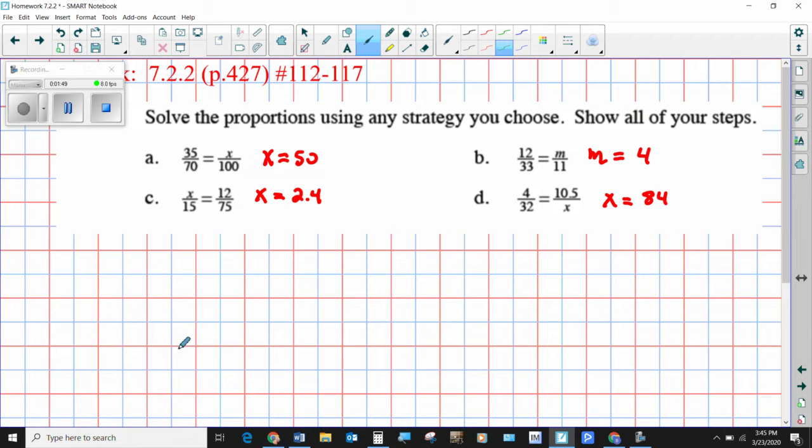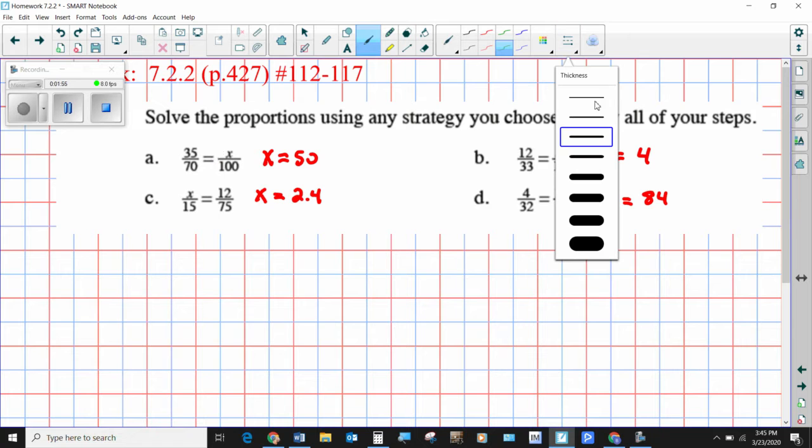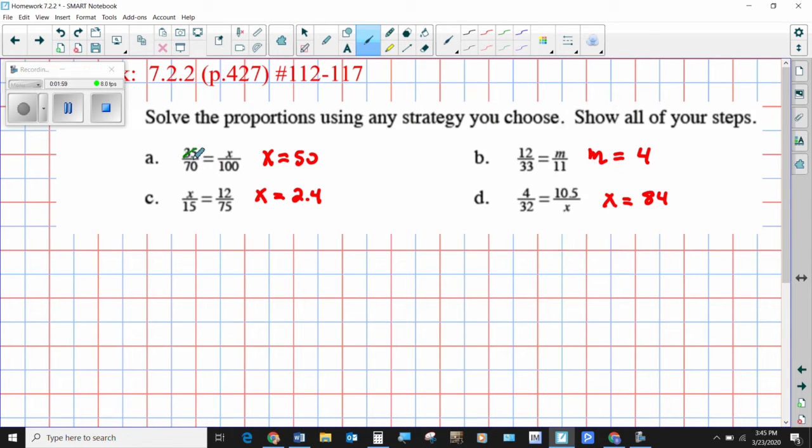Here we have some different problems. At first glance, you might look at that and say, ooh, I'm going to cross multiply here. But then if you think about this fraction, 35/70 can be simplified. If you divide the top and bottom by 7, you get 5/10. And so after simplifying it, you can see, oh, a giant 1 will work really well here. 10 times 10 is 100, so 5 times 10 gives you 50.